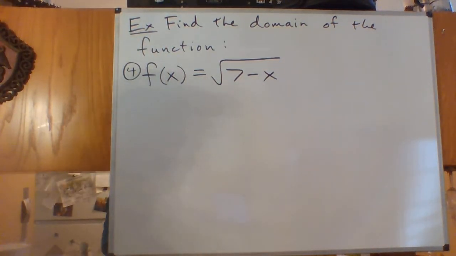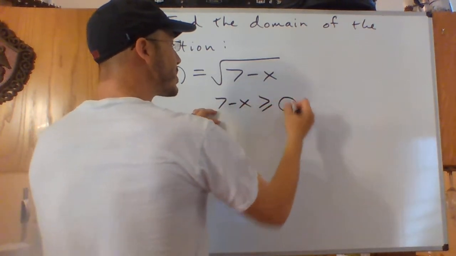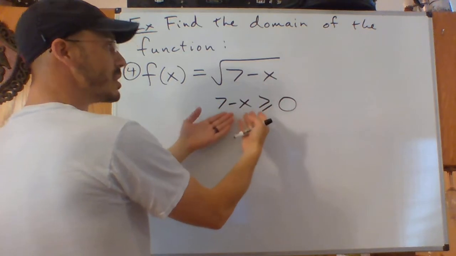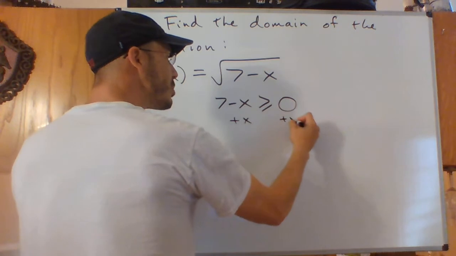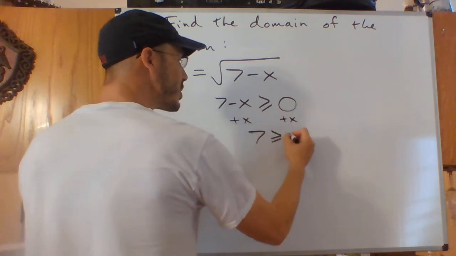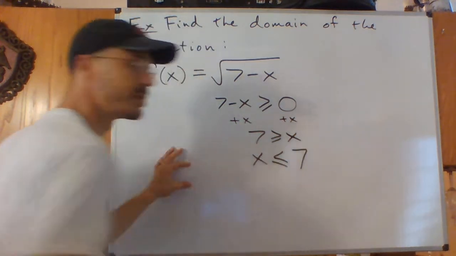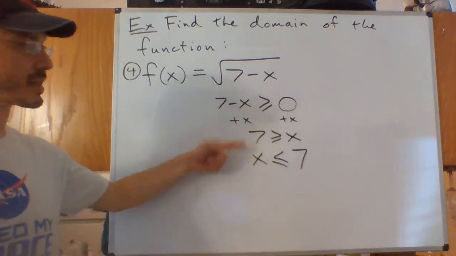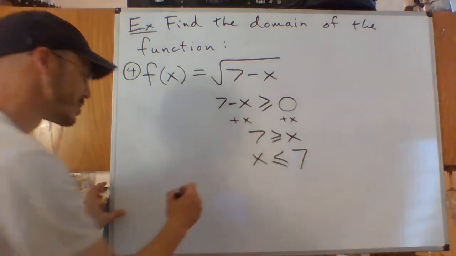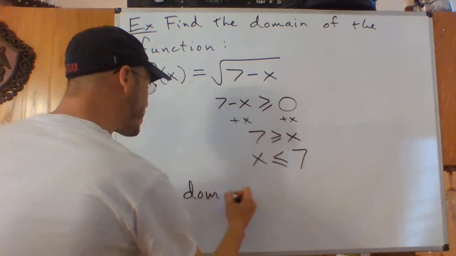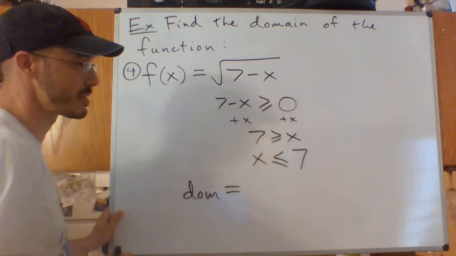Almost the same thing. What we need is for the 7 minus x to be greater than or equal to 0, so that we're putting in a non-negative number. And if I add x to both sides, 7 is greater than or equal to x. In other words, x is less than or equal to 7, which is just a more natural way of saying it. Either way, this gives me the domain of all the real numbers that are less than or equal to 7.